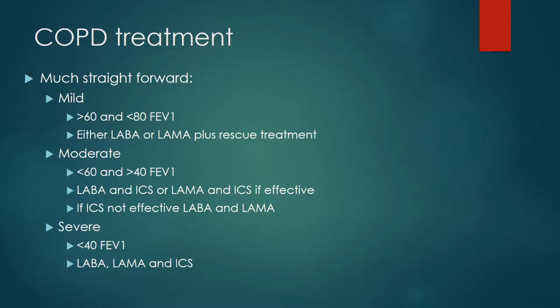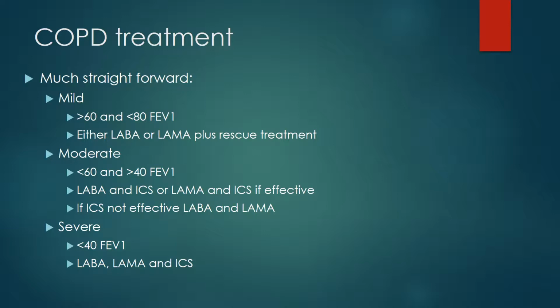So this is how simple it is. You start with either LABA or LAMA, and you always have rescue treatment like a short-acting beta agonist, the Ventolin inhaler. Whenever they have shortness of breath, they can use that. If they are not really functioning well on LABA or LAMA, you switch them over. If you are using LABA, you use LAMA. If you are using LAMA, you use LABA.